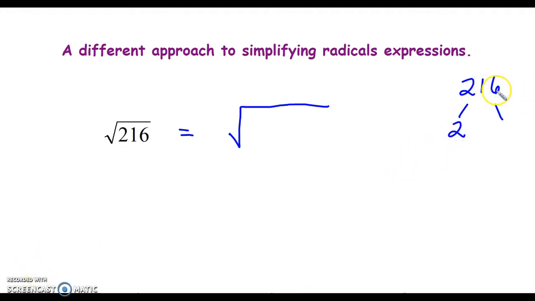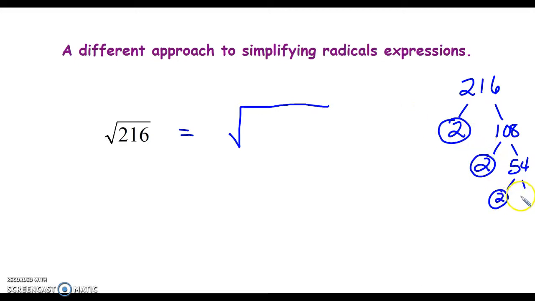So you're going to take 216 and divide by 2, and you get 108. And 2 is prime, but 108 is not. It's even. It's divisible by 2. 108 divided by 2 is what? 54. 54 is not prime. It is even, so it's divisible by 2. So take 54 and divide by 2, and you get 27.